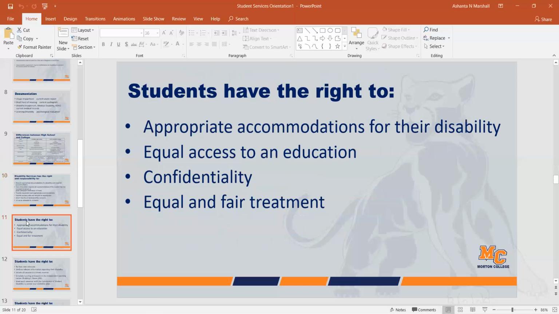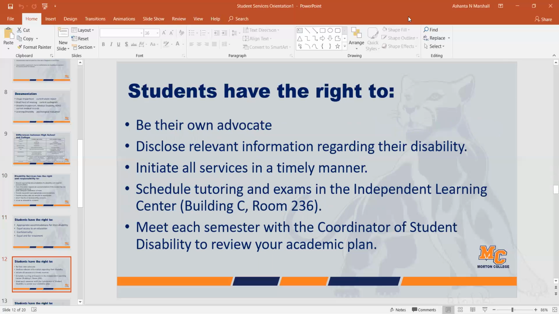Okay? And students, you have the right to have appropriate accommodations for your disability. You get equal access to education. You have the right to confidentiality and equal and fair treatment. And then you also have the right to be your own advocate. That is one of the goals that I try to push for students. Of course, I'm going to help you advocate, but the ultimate goal is for you to be your own advocate, and we can work on that together.